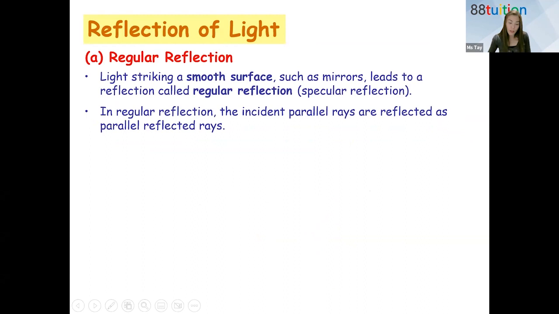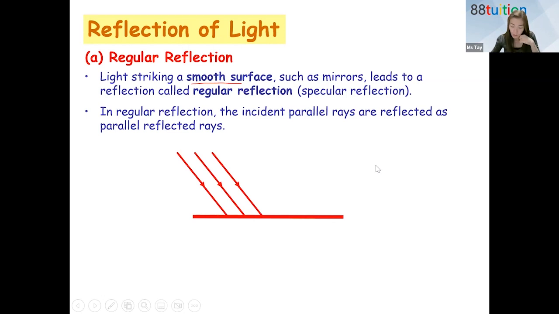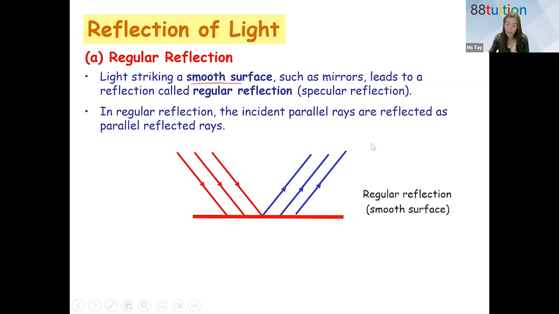So when light hits a smooth surface and gets reflected, we call this a regular reflection. The bold words here are important: smooth surface, regular reflection. In regular reflection, the incident parallel rays will all be reflected as parallel reflected rays. This one you have to know. This is known as regular reflection. The important thing to note is the smooth surface. This only happens for a smooth surface.